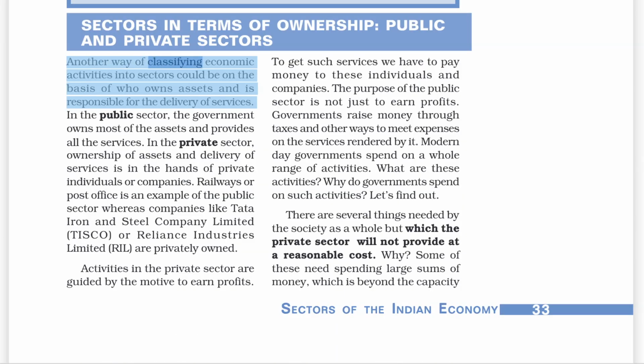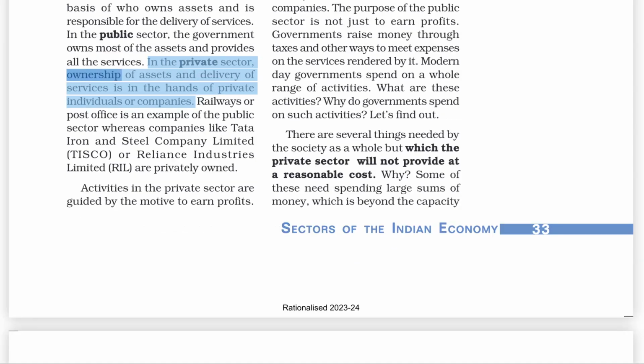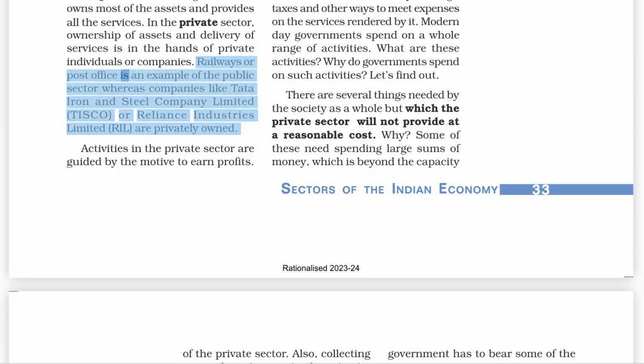Another way of classifying economic activities into sectors could be on the basis of who owns assets and is responsible for the delivery of services. In the public sector, the government owns most of the assets and provides all the services. In the private sector, ownership of assets and delivery of services is in the hands of private individuals or companies. Railways or post office is an example of the public sector, whereas companies like Tata Iron and Steel Company Limited, TISCO, or Reliance Industries Limited, RIL, are privately owned.